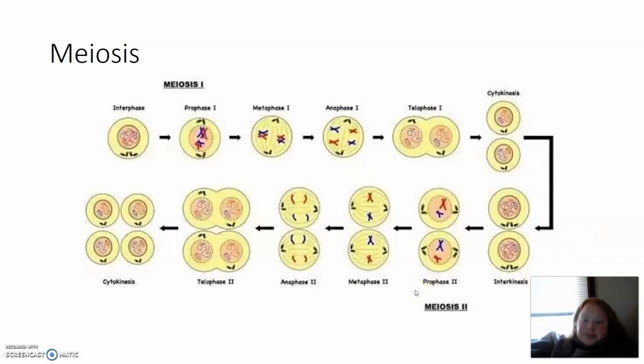And that's when your egg matures. Okay, so in females, you have a long pause between meiosis 1 and meiosis 2. In males, you don't have a long pause.